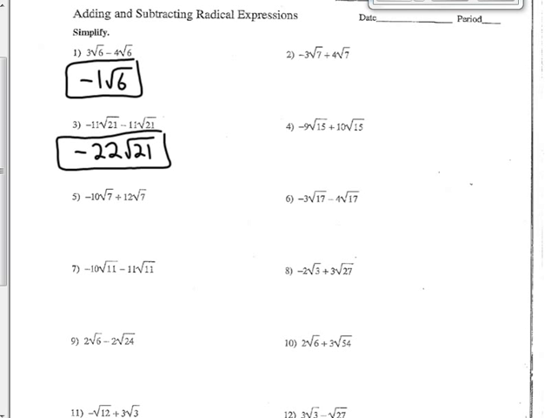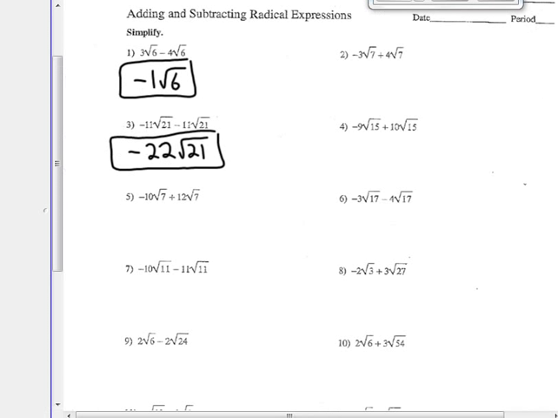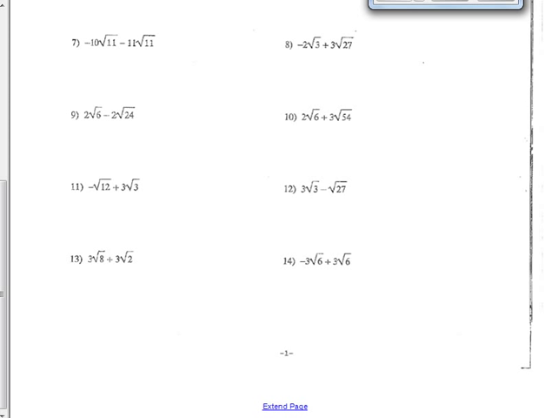Let's take a look at one that doesn't match and see what we need to do in that situation. Like number 9, we've got 2 square roots of 6 minus 2 square roots of 24. At first glance, it says, well, nope, can't do that. They don't have the same exact radicals at the end. But we can go through and we can change the square root of 24. We can simplify that. And again, there's a couple different ways that we can do that.